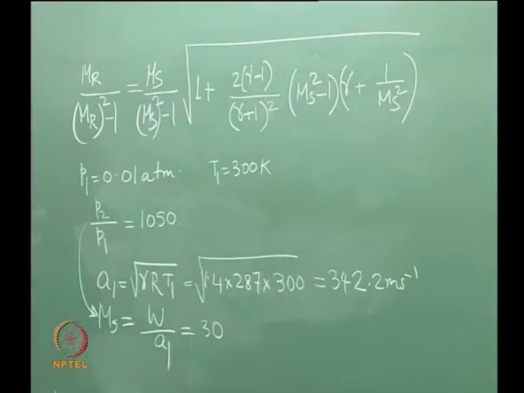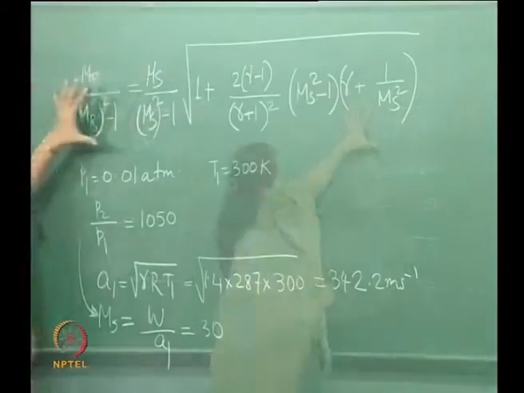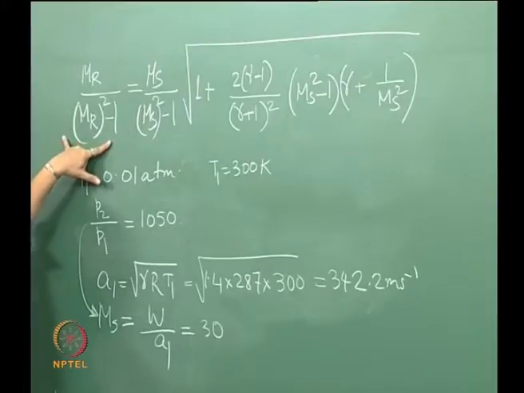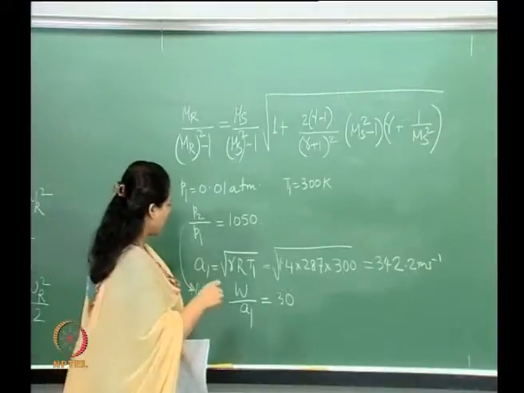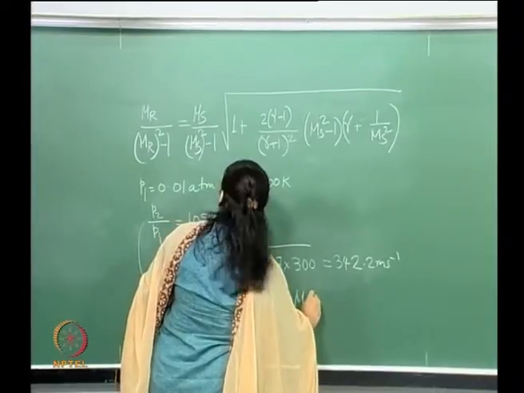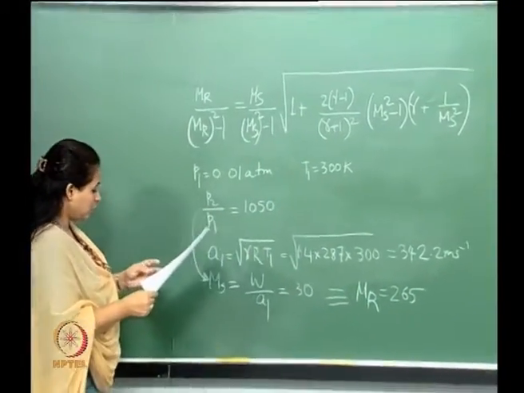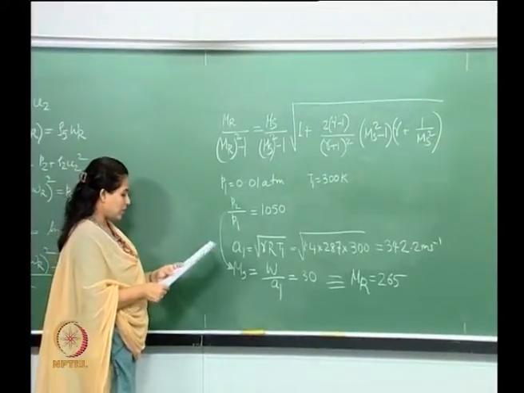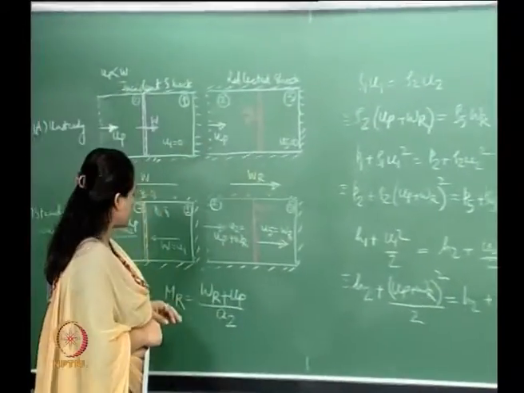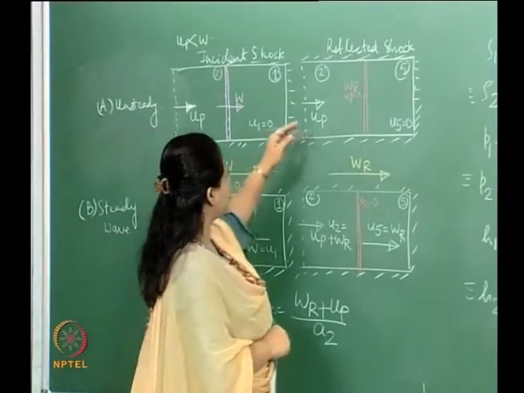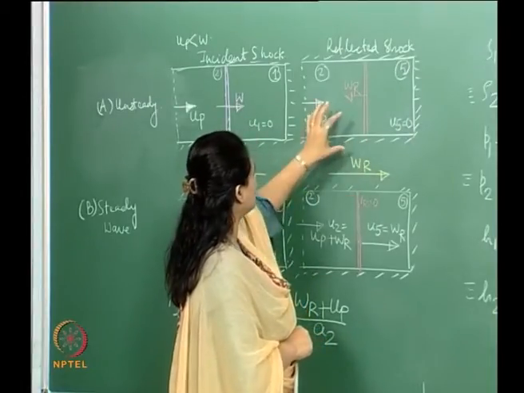Now that we know this, let us use this relationship here, which is the relationship between the incident shock Mach number and the reflected shock Mach number. We put this value in there with a gamma of 1.4, then we will be able to get a value for MR. So, without going into the details of that calculation, the reflected shock wave Mach number I get as 2.65, right.